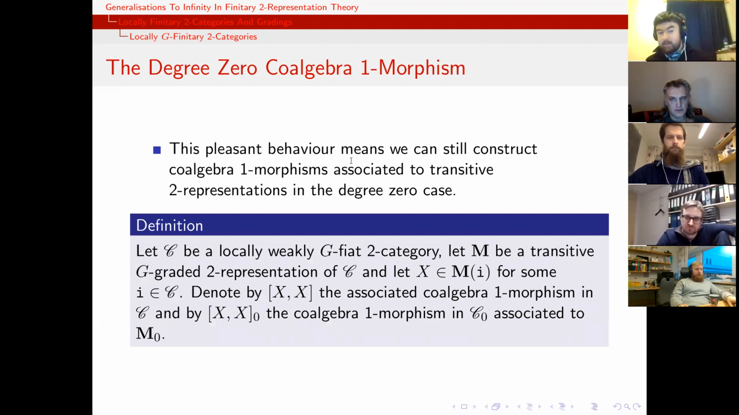So in this case, we'll take a locally weakly G-fiat two category and M a transitive G-graded two representation. And as before, we take an object X in M of i. So we can either look at that as being in M, in which case we have the corresponding coalgebra in C underline, technically, which would denote X comma X. Or we can look at X as an object in M0, in which case we have the corresponding coalgebra one morphism, again, technically in C0 underline. I forgot that in this definition. And we call that X comma X sub 0.